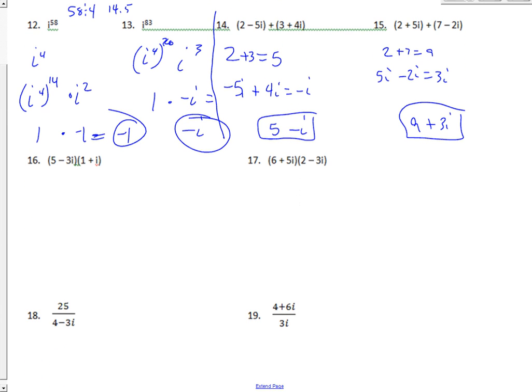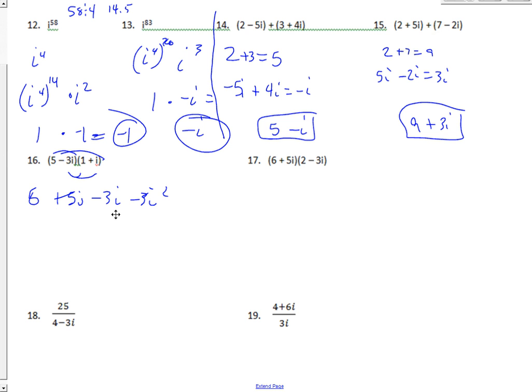When I look at number 16, there's no plus or minus sign in between. So that means I have to multiply these out, either using the FOIL method or the box method. So 5 times 1, let me write that over. 5 times 1 is 5. 5 times i is 5i. Negative 3i times 1 is negative 3i. And negative 3i times i is negative 3i squared.